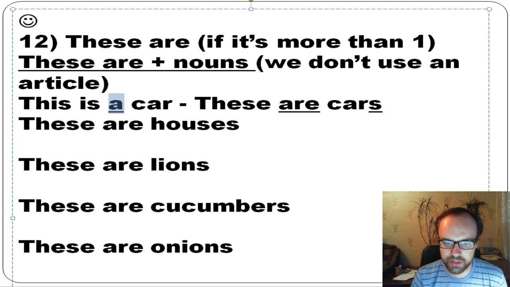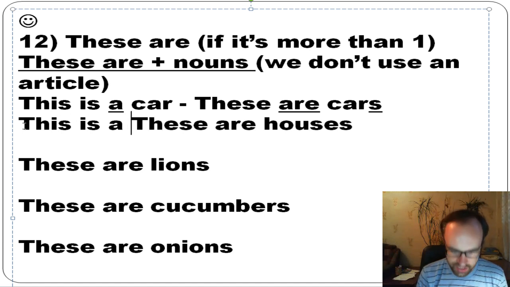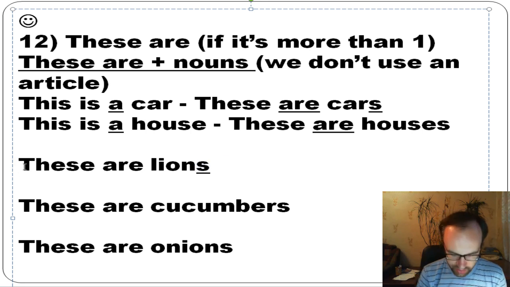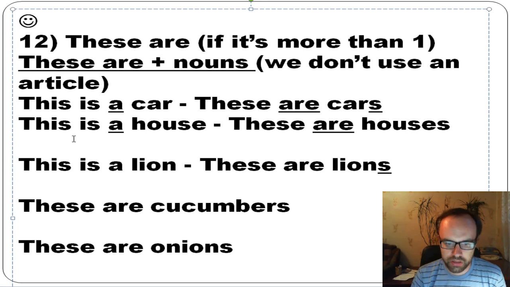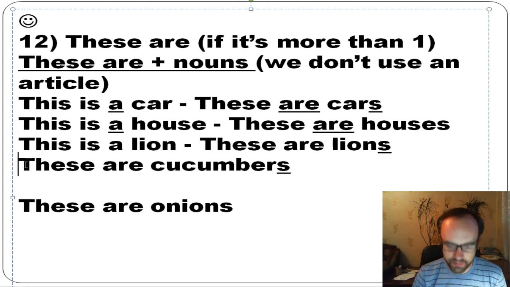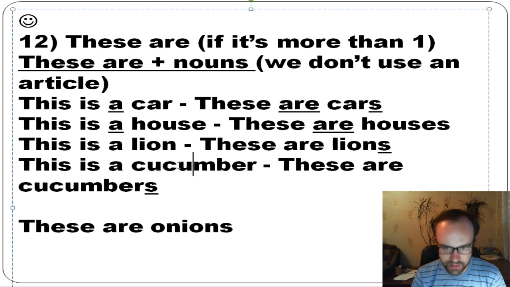So we use a if it's one. If it's many, we don't use a. So these are houses, or if it's one, how will you say it? This is a house, or these are houses. Okay, next, these are lines. Yeah, it's plural. If it's one, this is a line. Good. Next, these are cucumbers. So it's many. We see s. If it's one, this is a cucumber, but these are cucumbers.